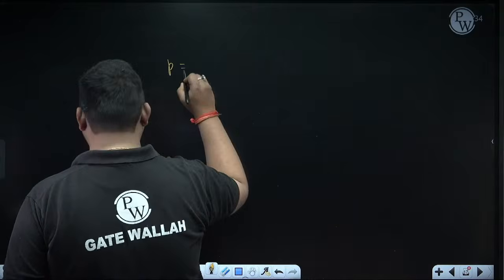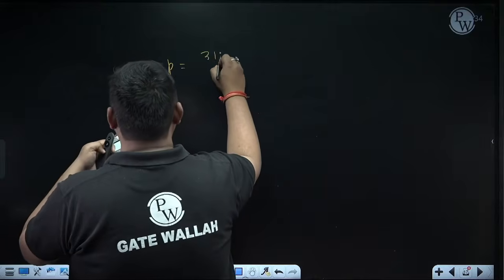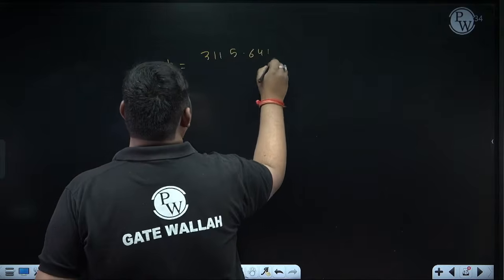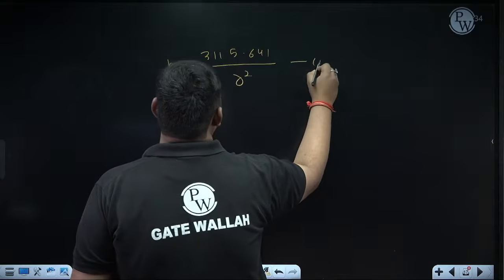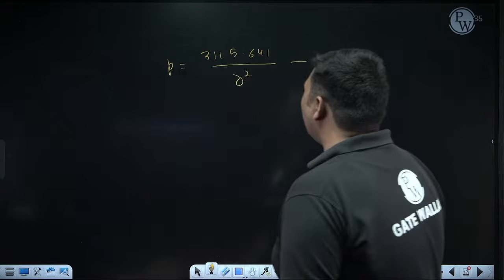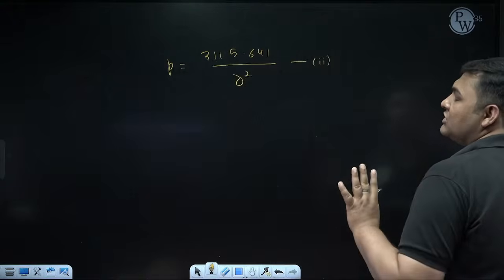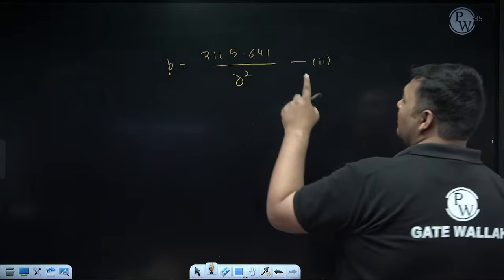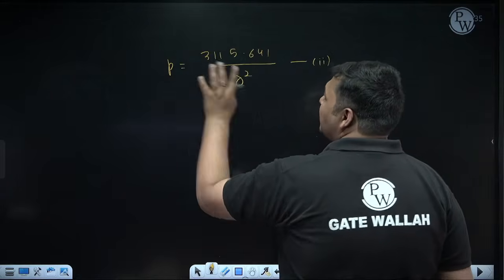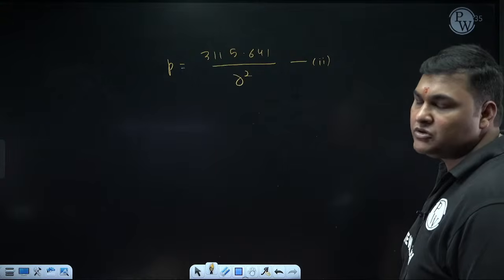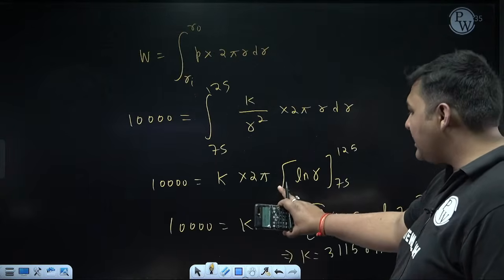P is K upon R square. K is 3115.641 upon R square. Suppose this is equation 2. This is the final equation of pressure. Now you can calculate pressure at any point by using this equation. But just remember, here we'll put R in mm, and we'll get P in megapascal or Newton per mm square, because during finding K we have used this unit.